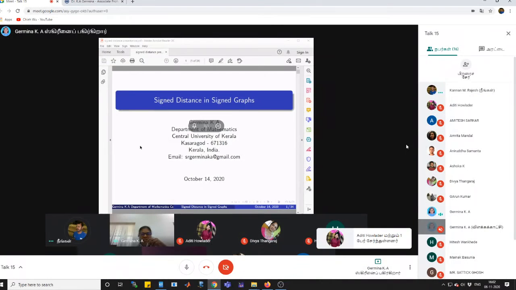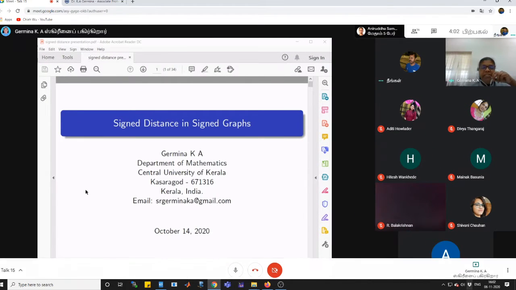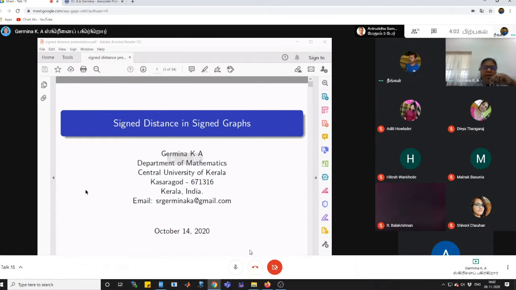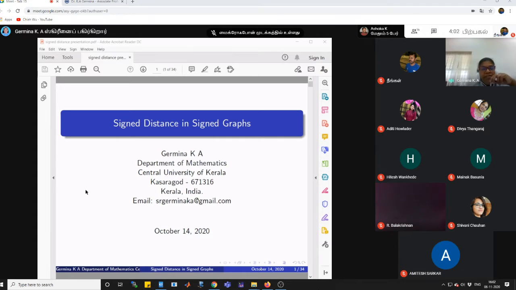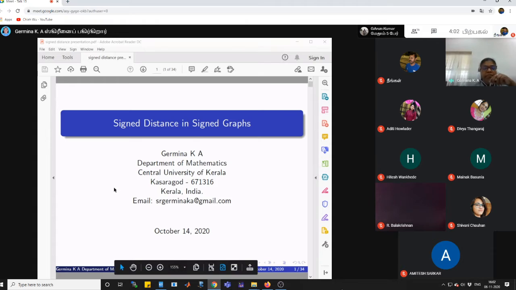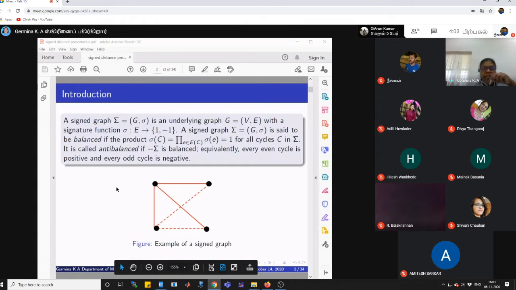Today I thought of talking about signed distance in signed graphs. We have heard of distances in graphs, geodesics in graphs and all. How do you define a distance in a signed graph? Because there are signed graphs. So we start with the definition of a signed graph.